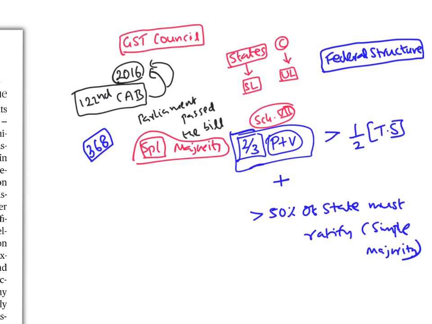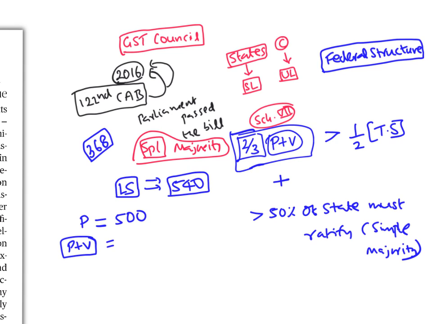So let's try to understand what these majorities mean. I'll take a small example and then try to explain. Let's say in the Lok Sabha, on that particular day, there were 500 attendees, so present is 500. Let's say the total strength of the Lok Sabha is 540. I am taking an example, I am not putting exact figures. Those who participated in voting, that is present and voting, let's say comes out to be 444.